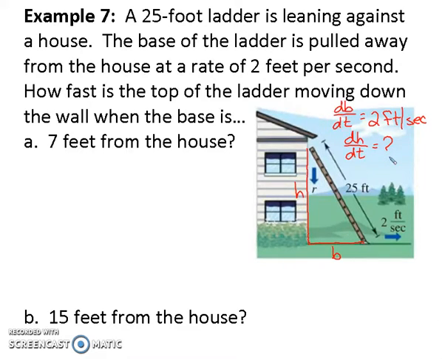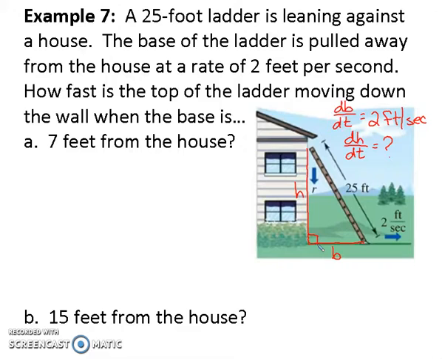Well, if the house was built correctly, this should be a right angle. And so now we've got three sides of a right triangle, all related somehow. Think about it. How are the sides of a right triangle related? That would be the Pythagorean theorem.